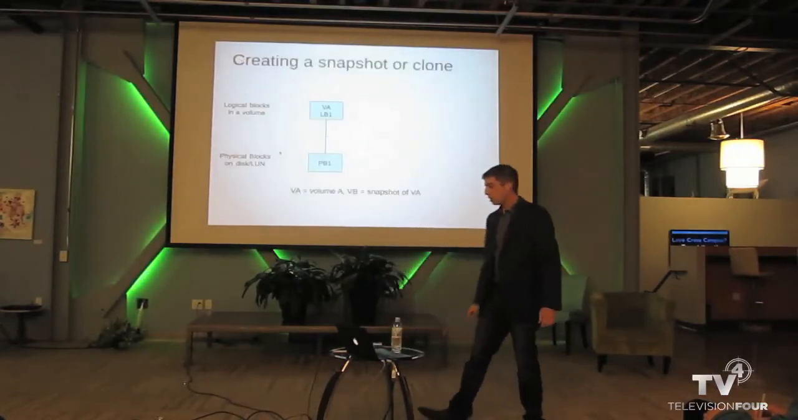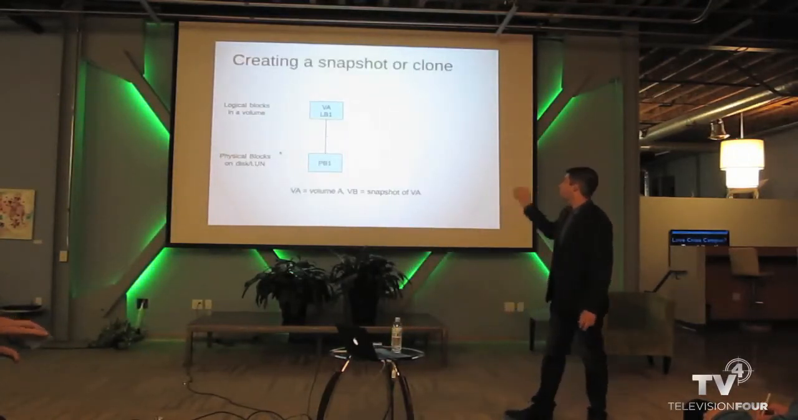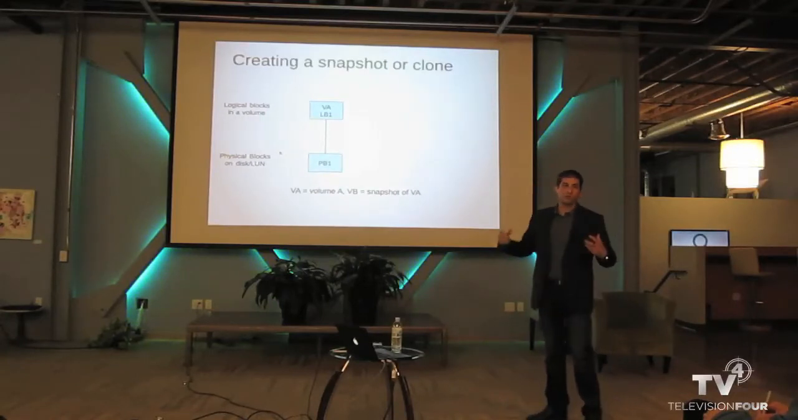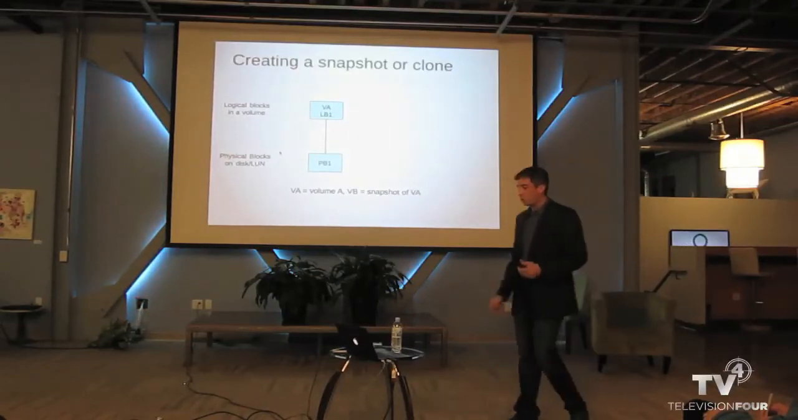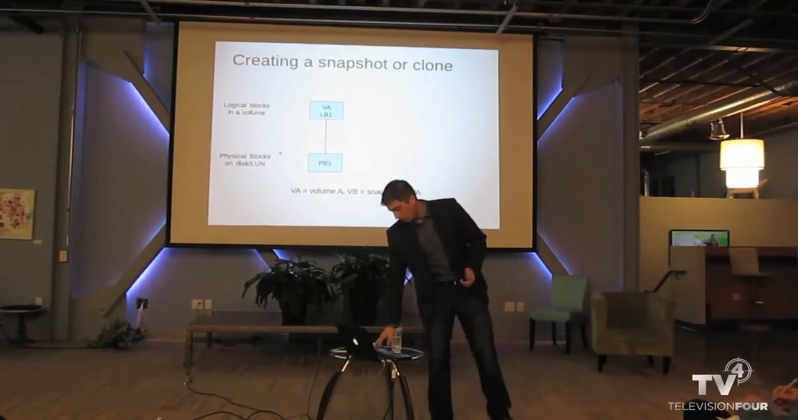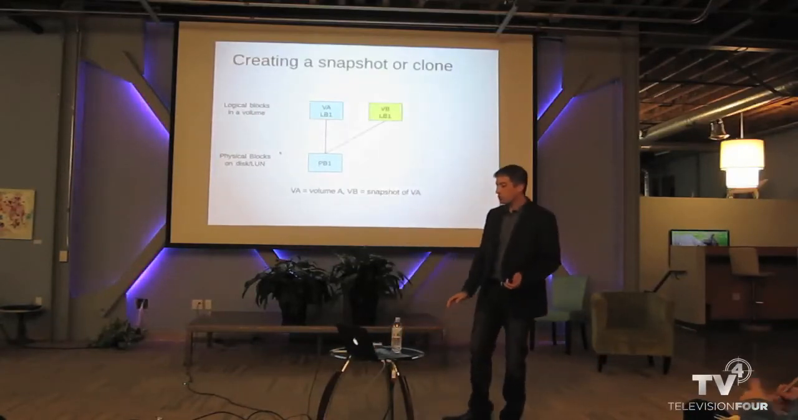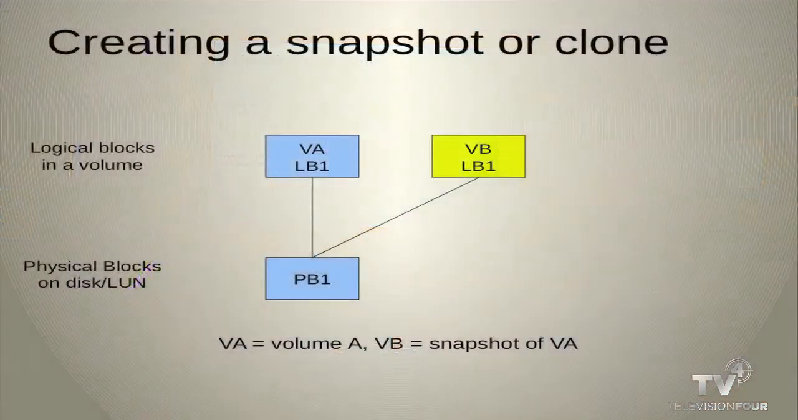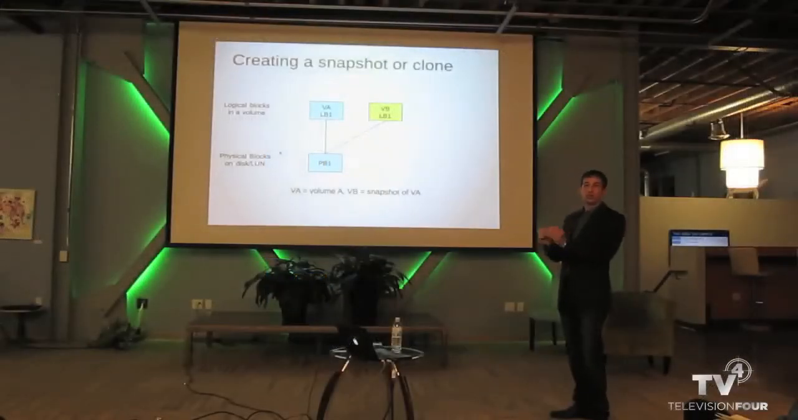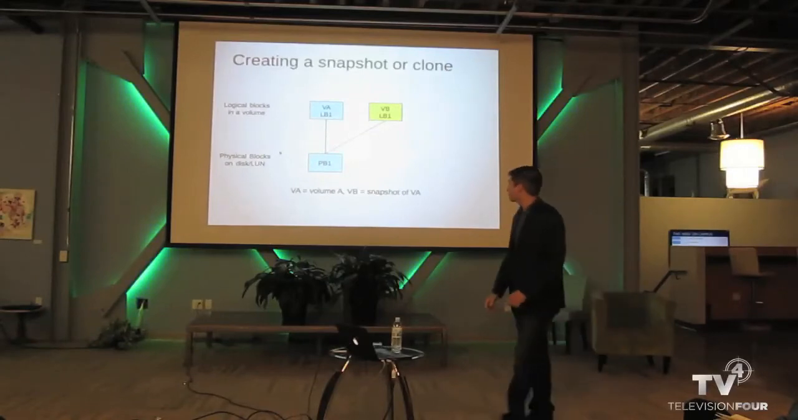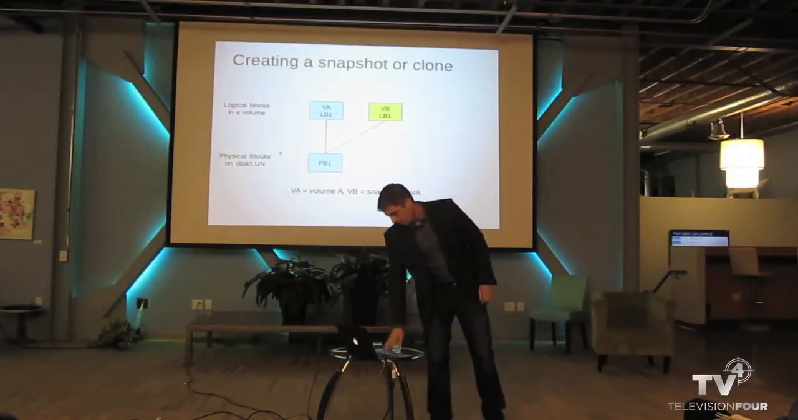So I want to talk a little bit about creating a snapshot or a clone. We're going to look at that one block, and of course a volume is going to have many blocks, but we're just going to look at one for the moment. We're going to start with logical block 1, which is mapped to physical block 1. And we want to take a snapshot. So what's going to happen is when we take a snapshot, we're not actually really doing anything just yet. We're not copying our data. Really what we're doing is we're creating a logical block that maps back to that same physical block. So what appears as two separate volumes actually are sharing a block under the hood. So that's how a snapshot is created.